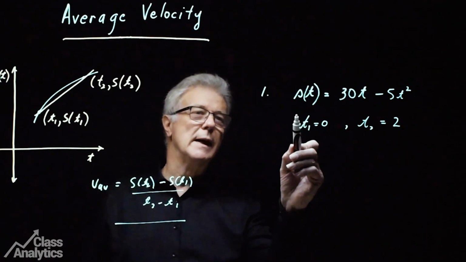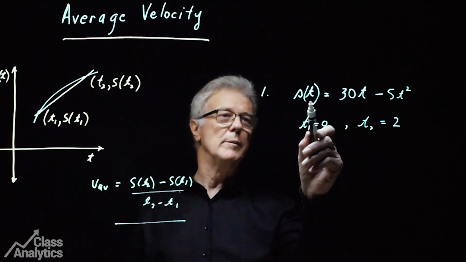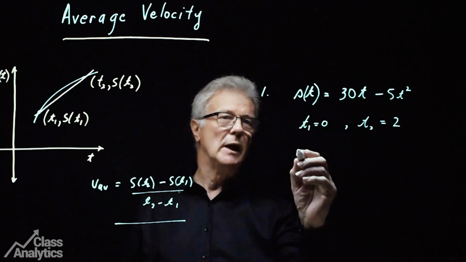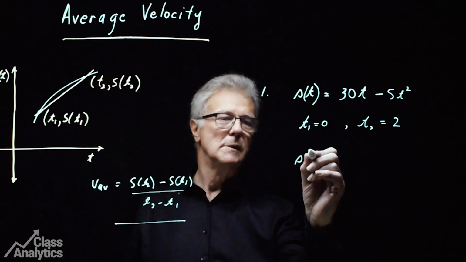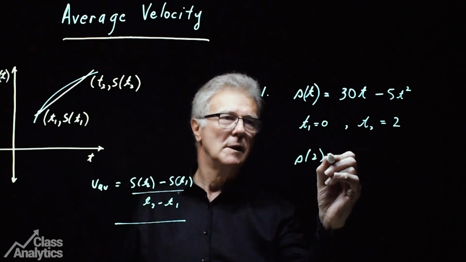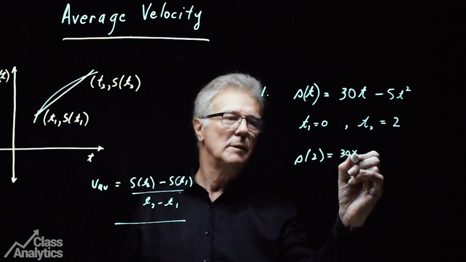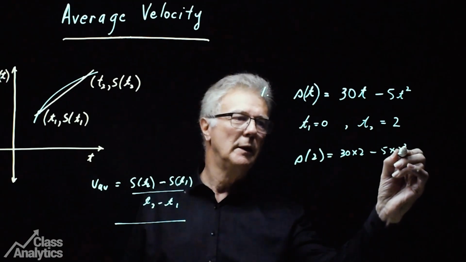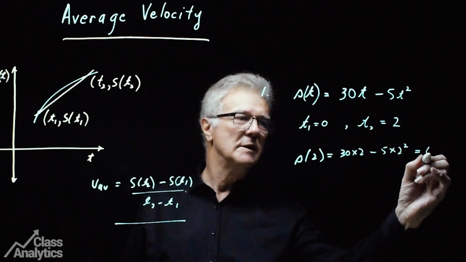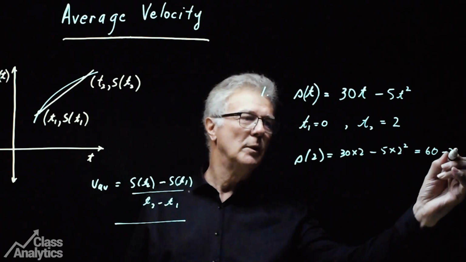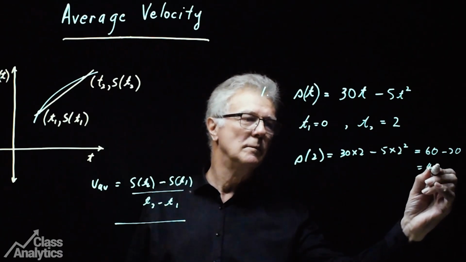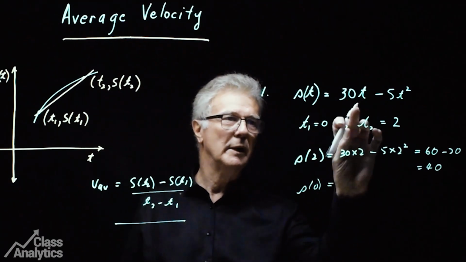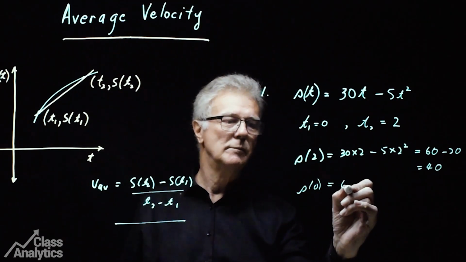In this particular example here, we've got that the function of time equals 30t minus 5t squared. So we first of all have to work out S(2), and that's 30 times 2 minus 5 times 2 squared, and that's going to give me 60 minus 20, which equals 40. Obviously S(0), when you put 0 in here, it's just going to be 0.